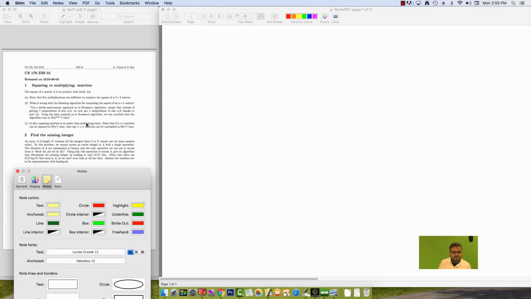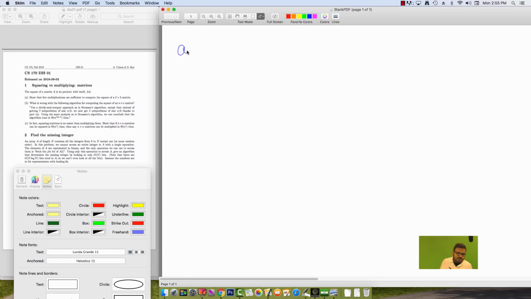The first thing we want to do is show that 5 multiplications are sufficient for computing the square of a 2 by 2 matrix. So I'm going to give you a minute. You should pause and see how to do this. Just start with a matrix that looks like A, B, C, D. Try to square it and convince yourself that this can be done using just 5 multiplications. Okay, so you should pause now.